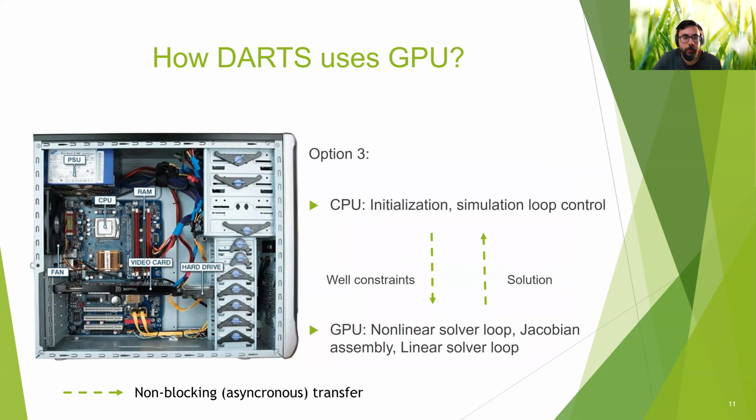it's simpler than the next option, option 3, where we keep almost everything on GPU, including the entire nonlinear solver loop, while CPU only initializes it and takes control of the whole simulation. We still need to do data transfers, but first, they are much smaller than in all previous cases, and second, they can be performed as non-blocking transfers without penalizing the overall performance.